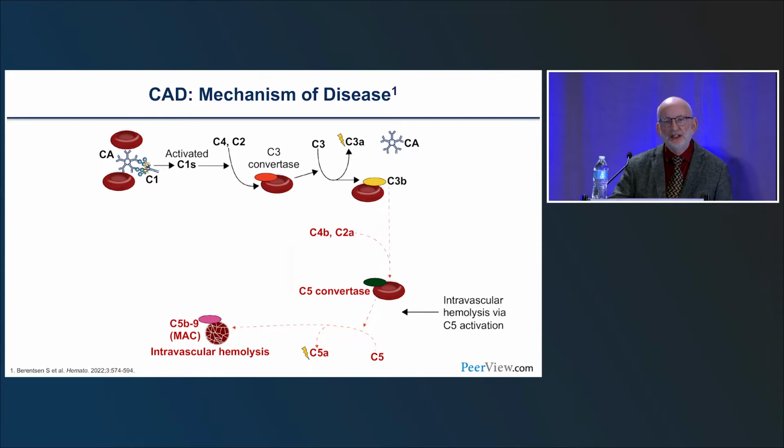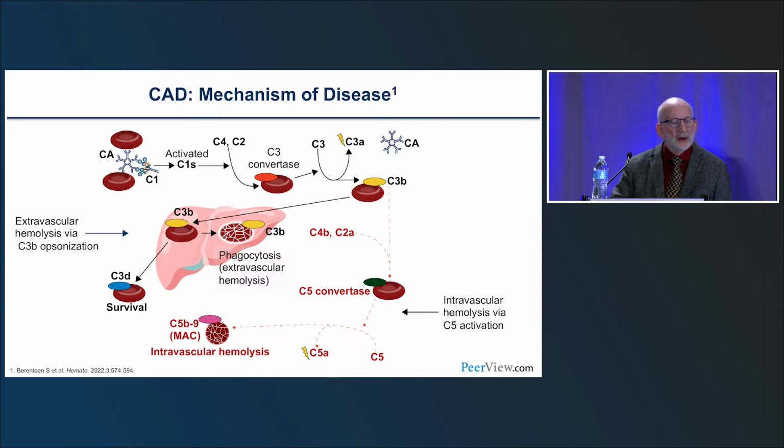But in most patients with cold agglutinin disease, at least in stable disease and at least in the absence of acute exacerbations, there is another pathway that is more important. C3b opsonized cells are attacked by phagocytes in the mononuclear phagocytic system, in the liver much more than in the spleen. And we have phagocytosis of opsonized cells, which is called extravascular hemolysis.